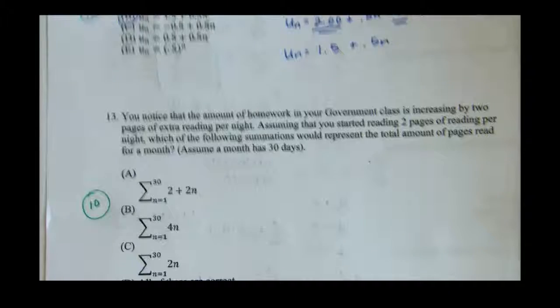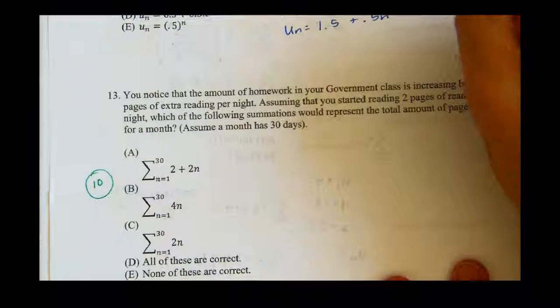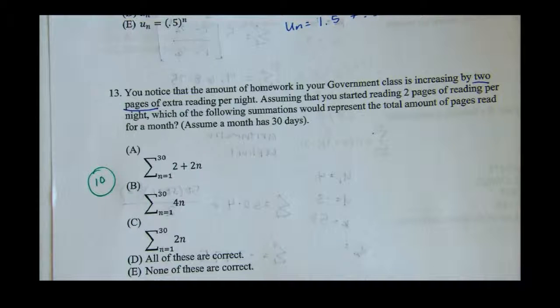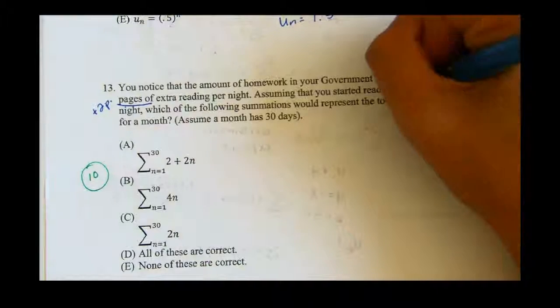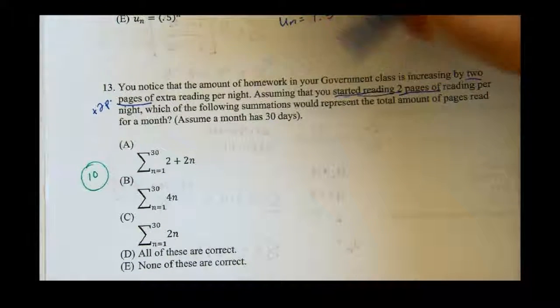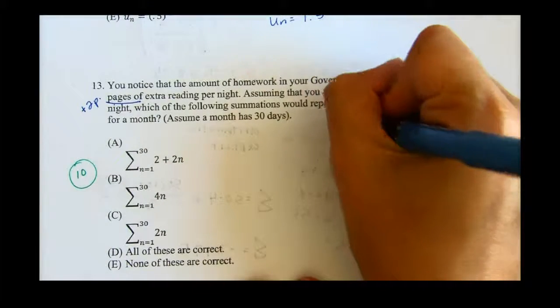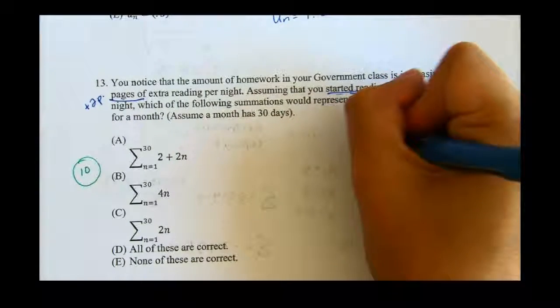Number 13. You notice that the amount of reading in your government class is increasing by 2 pages of extra reading per night. It's not doubled every time. I'm just adding 2 pages. So that's going to be my difference. Assuming that you started reading 2 pages per night, 2 pages is going to be my U sub 1. And I know that my difference is also 2.